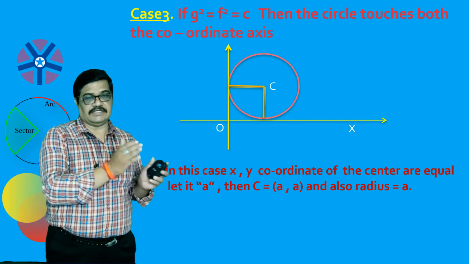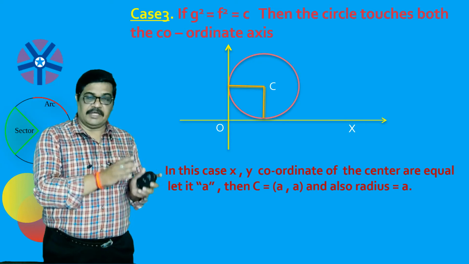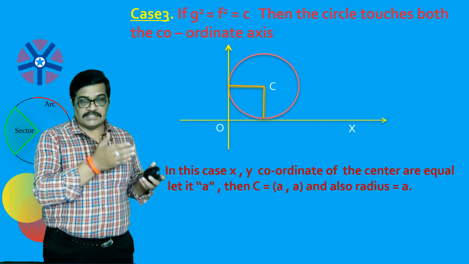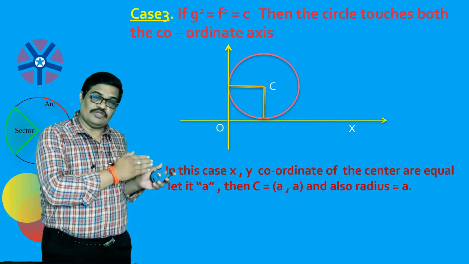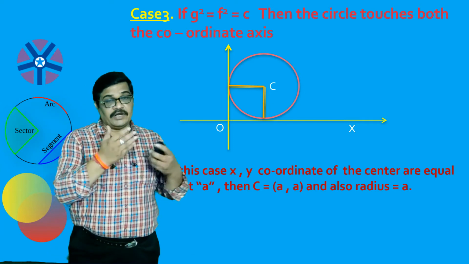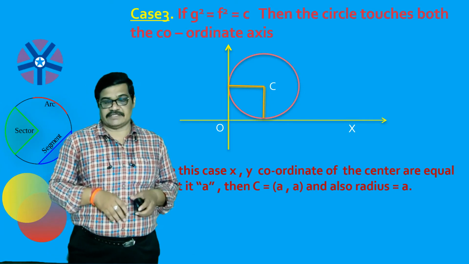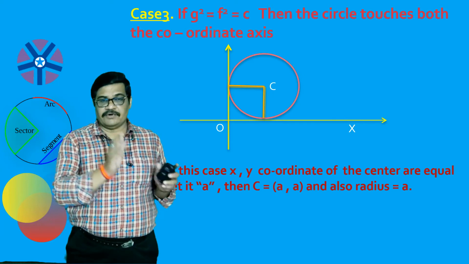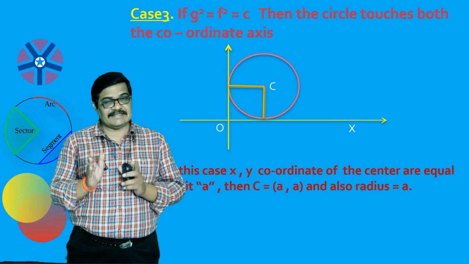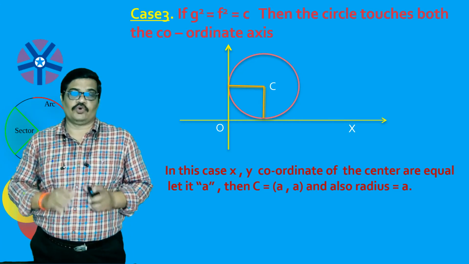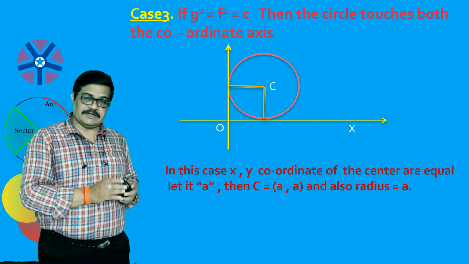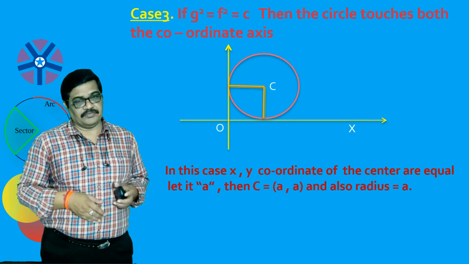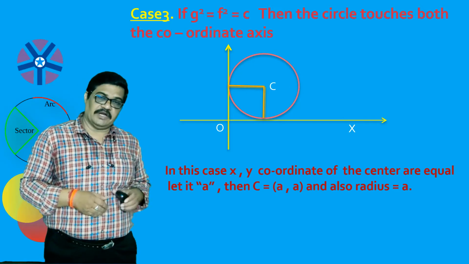If the circle is in the first quadrant, we take (a, a). If the circle is in the second quadrant, we take (-a, a) as the center. If the circle touches both the x-axis and y-axis in the third quadrant, we take the center as (-a, -a). The radius in all cases is r, and r is always positive. If the circle touches both the coordinate axes in the fourth quadrant, then we take the center as (a, -a), and the radius is a. So this concept is very important in objective questions.